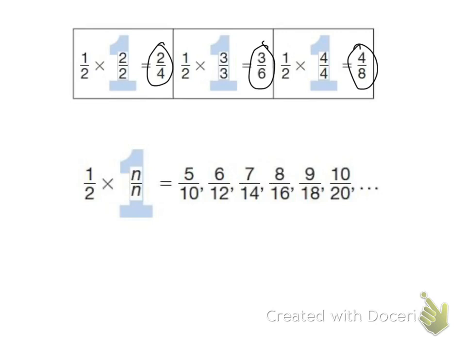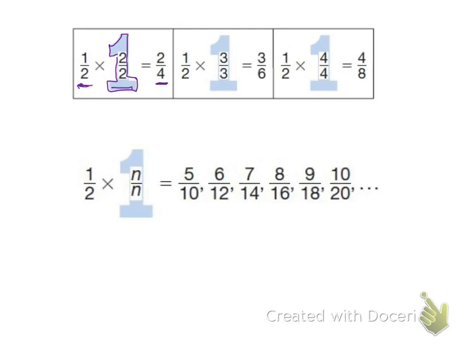So to find equivalent fractions, we multiply a number by a different fraction name for 1. For example, here we have 1/2 times 2/2. Well, 2/2 is equal to 1. And we know when we multiply any number by 1, my number stays the same. The only thing I'm doing is changing what it looks like. Okay, so 1/2 times 2/2 equals 2/4. And 2/4 and 1/2 are the same.